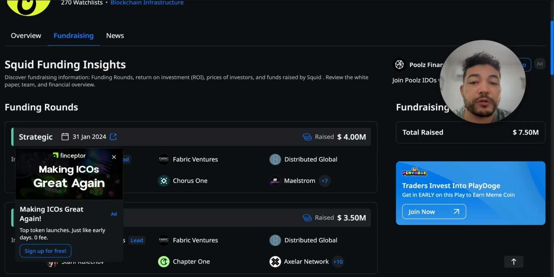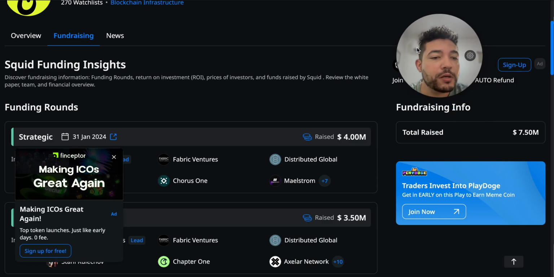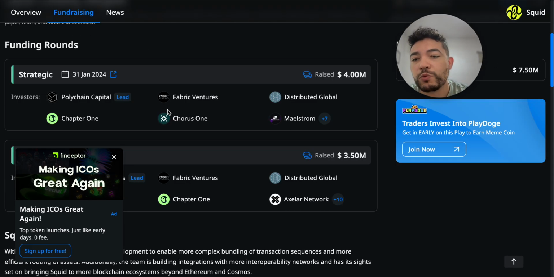I know that some of you are interested in funding, but I have said it many times, that doesn't really matter. But just for you to have the information, they raised a total of $7.5 million. Last one was back in January 2024, and you guys can see from who.